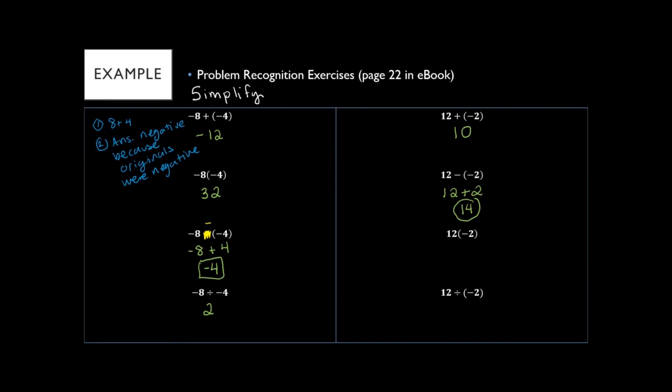Third one, 12 times -2. So you do 12 times 2, which is 24. And then because there's one negative sign, our answer is going to be negative. So this will be a -24. And then the last one, we have 12 divided by -2. So first just do 12 divided by 2, which is 6. And then one negative sign means a negative answer, so this will be -6.